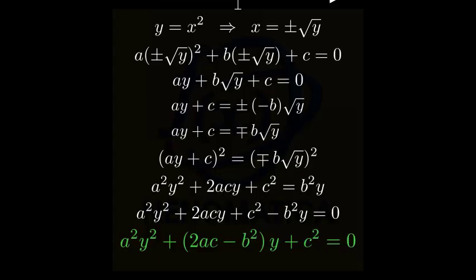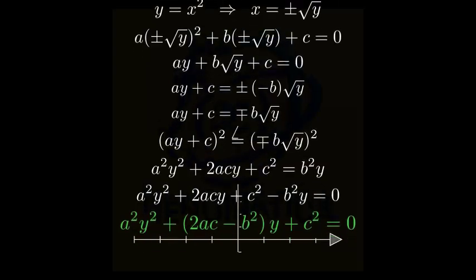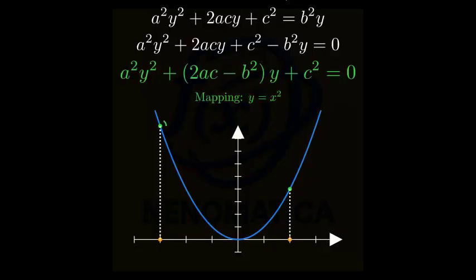To finish, remember, each original root x maps through the parabola y equals x squared to a new root y. This visual mapping is exactly why the algebra works.